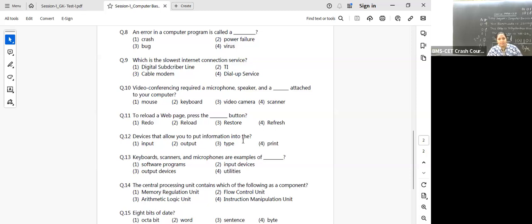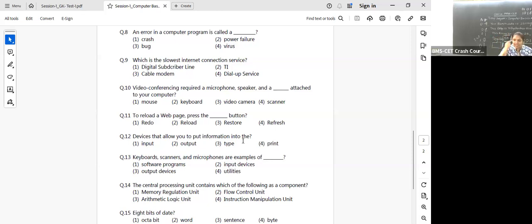Next, to reload a web page. Refresh. Reload, correct? See, now the question says reload. The question is saying reload and the option has reload. So what will you do? Reload? No. It is always refresh.